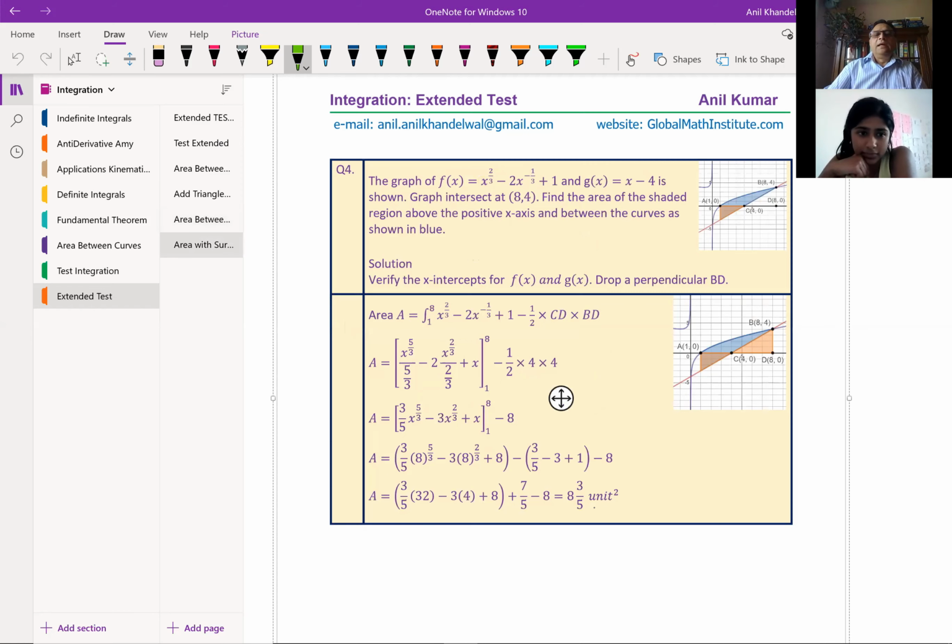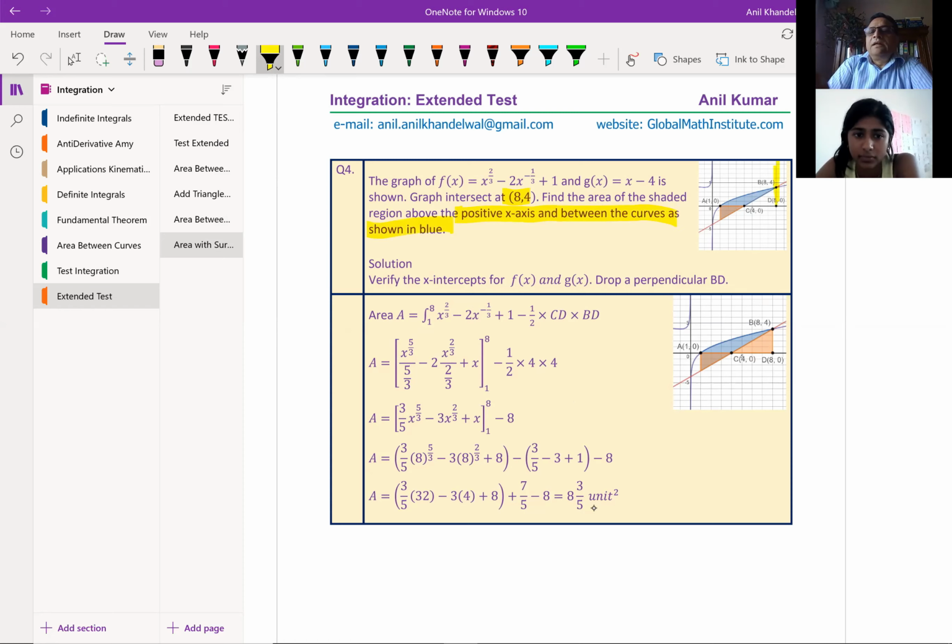The last question here includes some surds, and that could be a difficult integration itself. So now, can you read this question? Question 4. The graph of f of x equals x to the power of 2/3 minus 2x to the power of minus a third plus 1, and g of x equals x minus 4 is shown. The graphs intersect at 8, 4. Find the area of the shaded region above the positive x-axis and between the curves, as shown in blue.